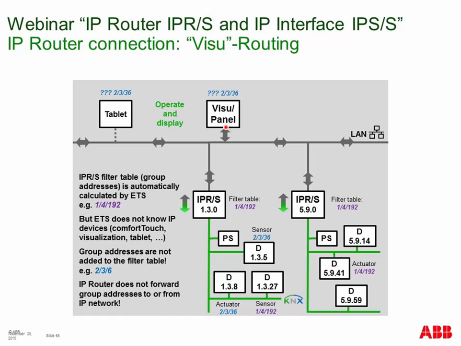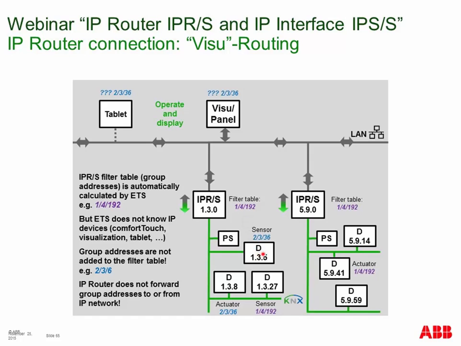So everything is fine. But what happens when we have a sensor like this one with this group address 2336 and the actuator in the same line? So this group address is not used in another line. So this group address is not added to the filter table, but we want to see the status on the visualization or on our panel.